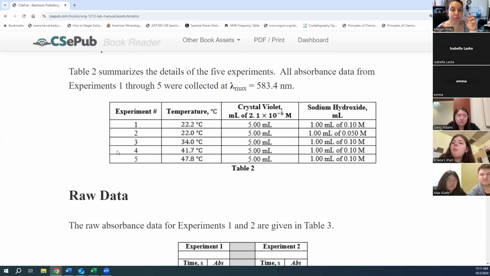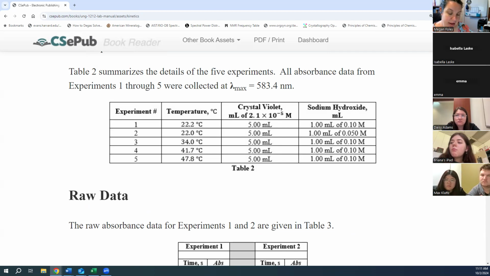So experiment 1 is the first one we're going to look at. And essentially what happened is we kept crystal violet at a very, very low concentration. So it's 2.1 times 10 to the negative 5 molar. You guys were close to that concentration. I think you guys were at 2.5 times 10 to the negative 5 molar. And then the sodium hydroxide concentration was 0.1 molar.